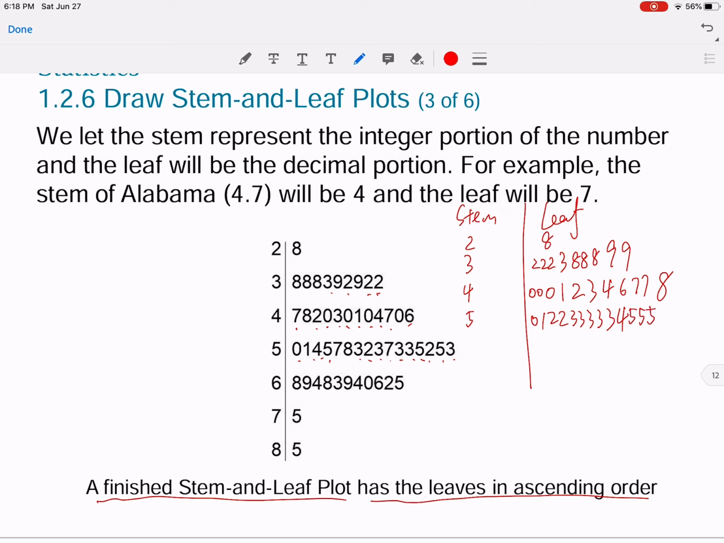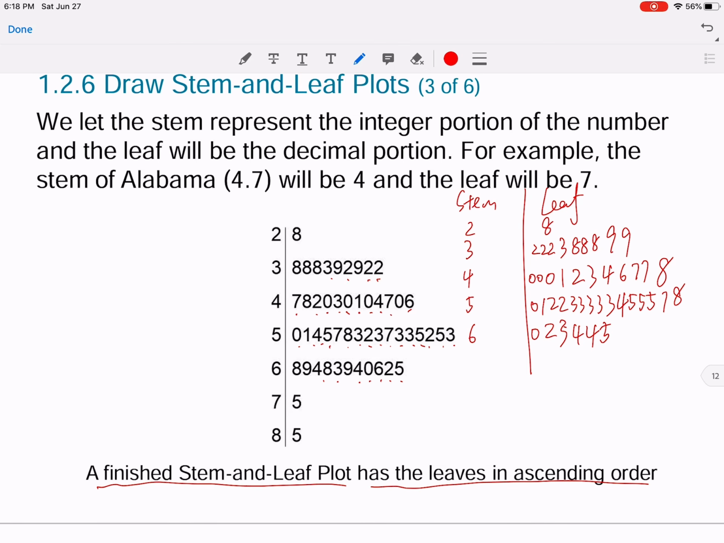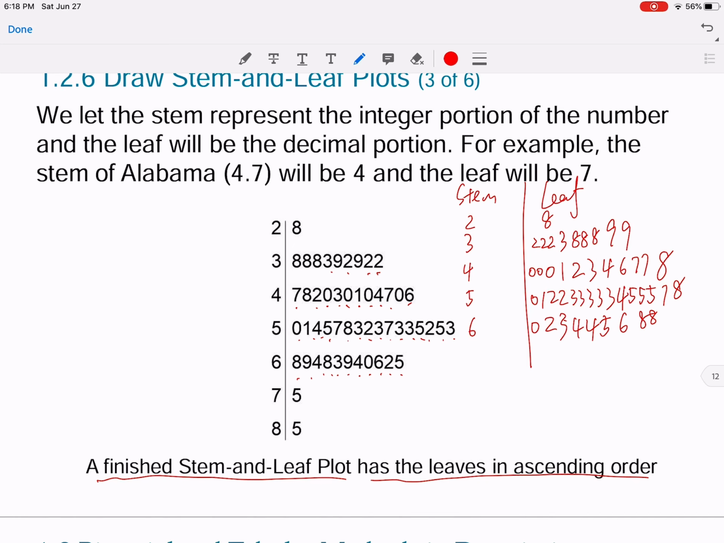And then we have a 7. And then we have 8. Number 6. So smallest number is 0. And then we have a 2. And then we have a 3, and then we have two 4s, 4, 4. And then we have a 5 here, and then we have a 6, and then we have two 8s, 8, 8, and then two 9s, 9, 9.